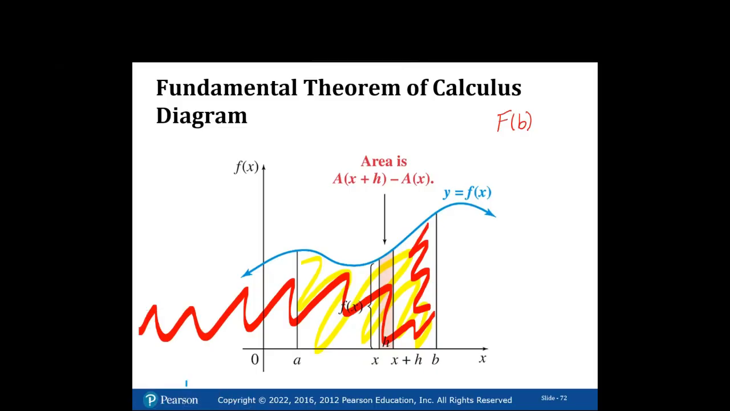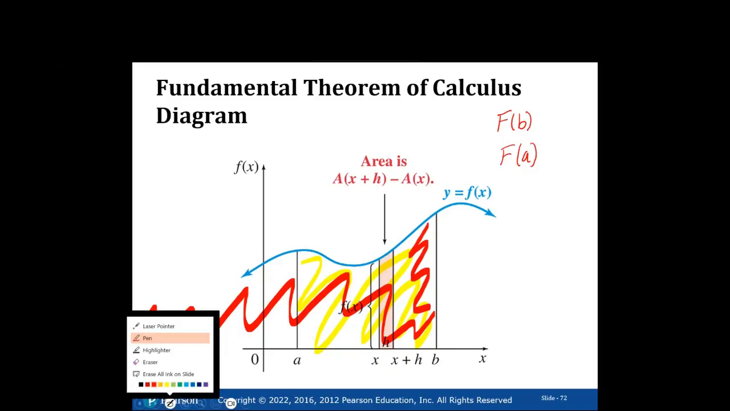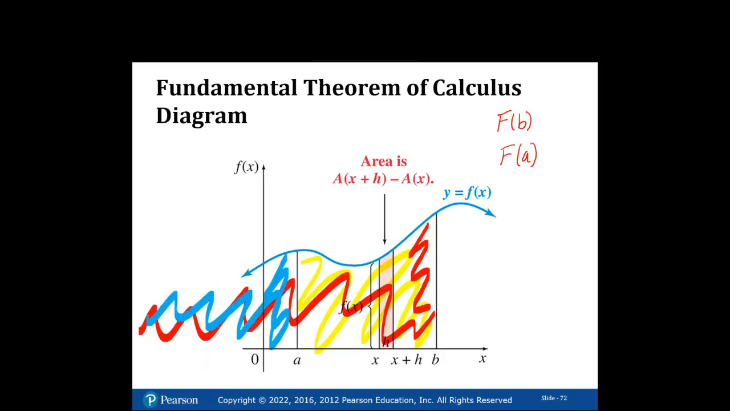And then I'm going to take my big F of a, which I'm going to label as a blue highlighter. That's everything up to a. So if I subtract out the blue from the red, I get the yellow. And the yellow is what I want. Okay.